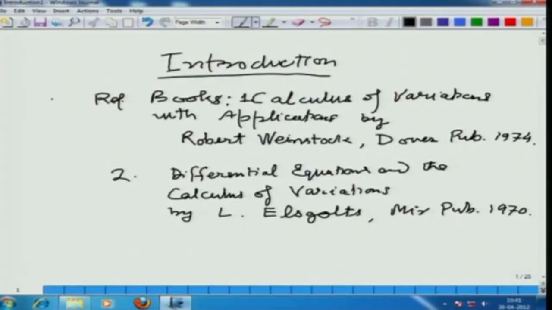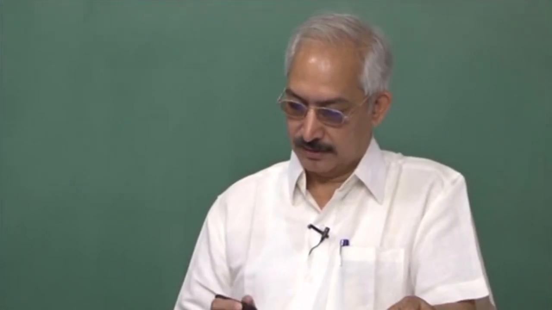Here I mentioned two books which will be followed as reference books. The first is Calculus of Variations with Applications by Robert Weinstock, a Dover publication that appeared in 1974. The second is a famous book by Elsgolts, Mir Publications, 1970. The title of the book is Differential Equations and the Calculus of Variations. These two books will cover the material for the 20 lectures on the calculus of variations which are going to be delivered by me. So, let us recall what we did in the first lecture.